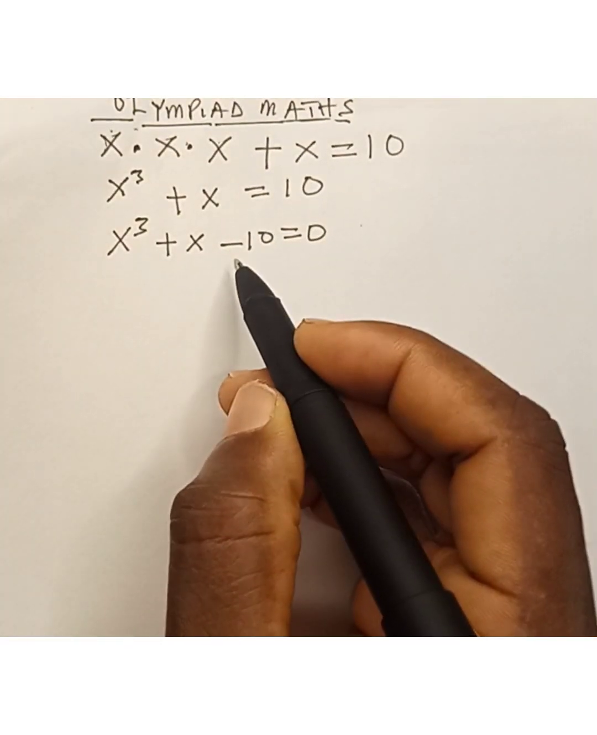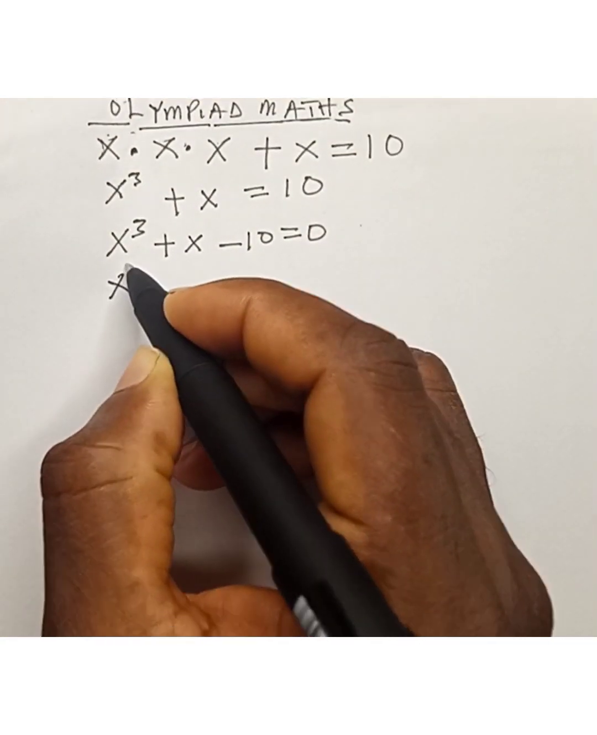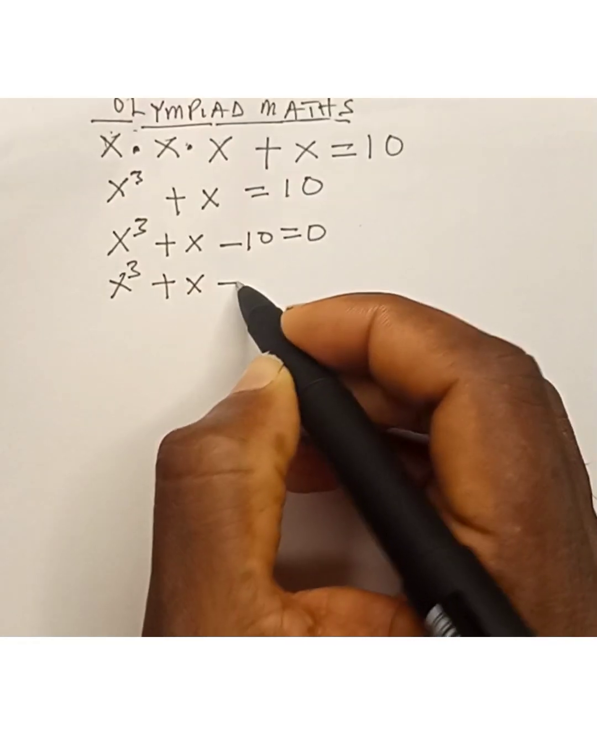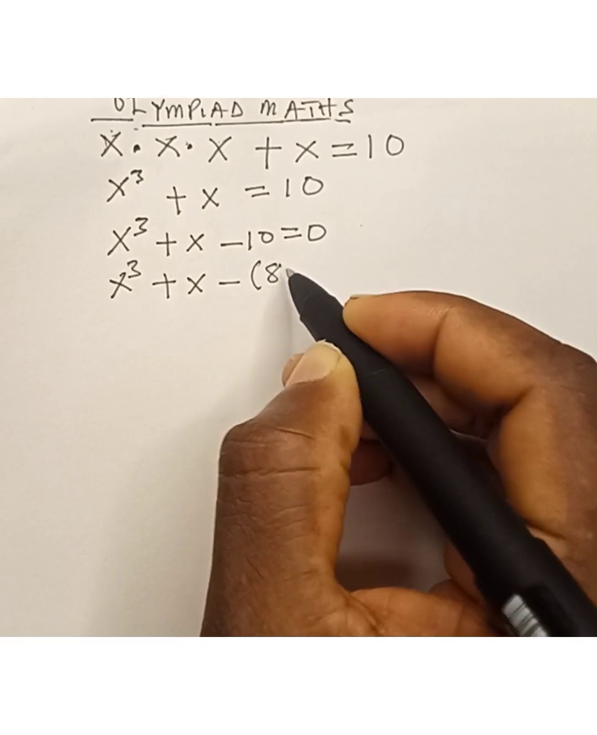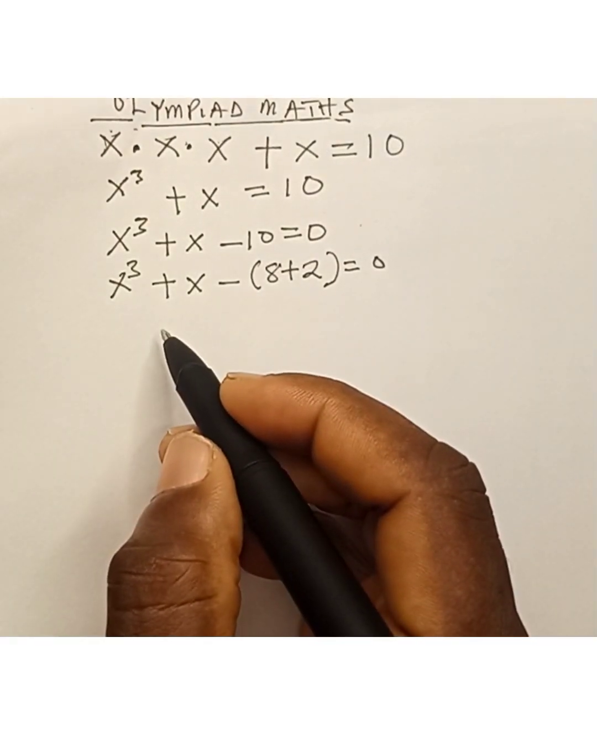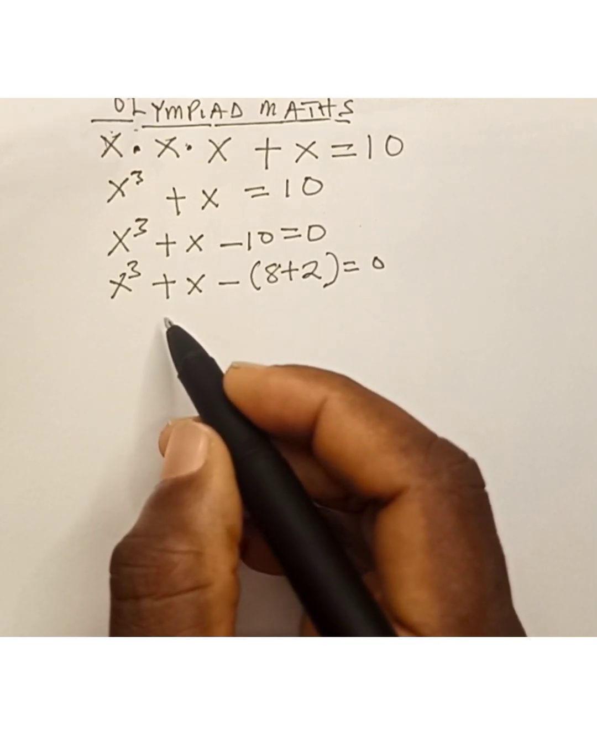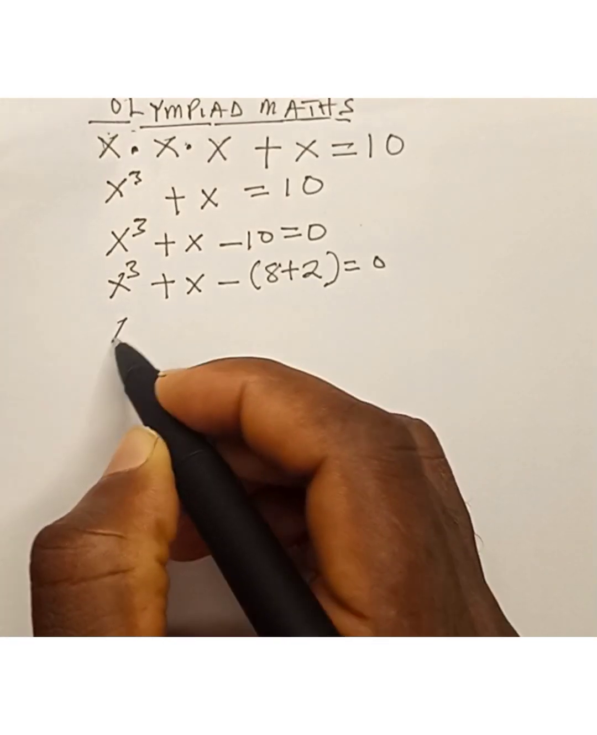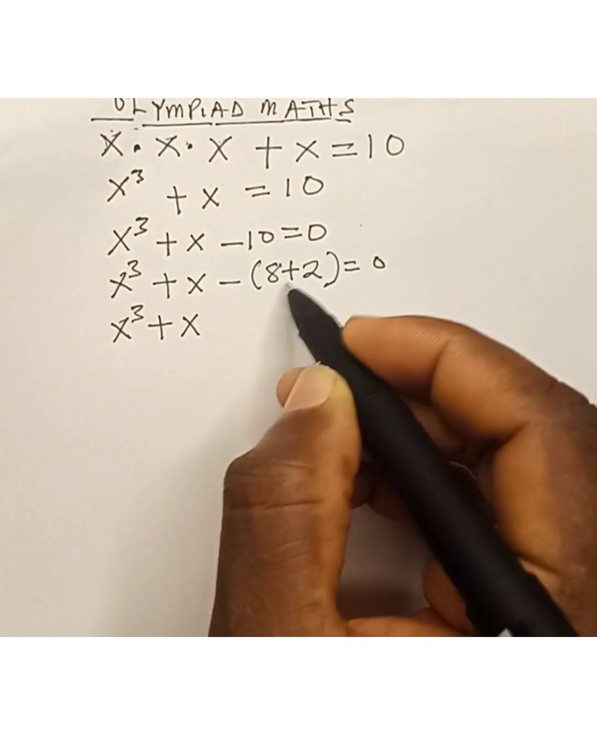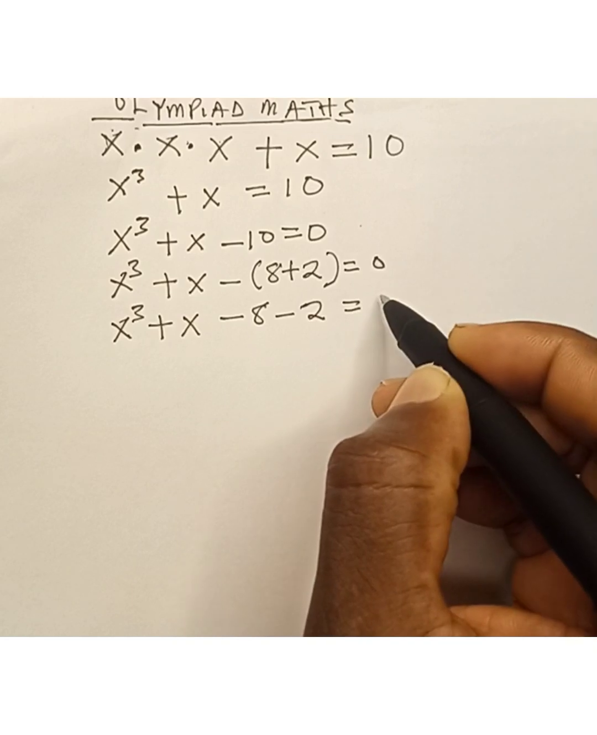But we can write this as X raised to power 3 plus X minus, you can write 10 as 8 plus 2, equals to 0. So if we regroup it and collect like terms, we're going to have X raised to power 3 plus X minus 8 minus 2 equals to 0.